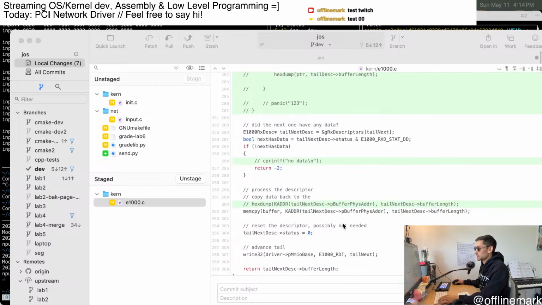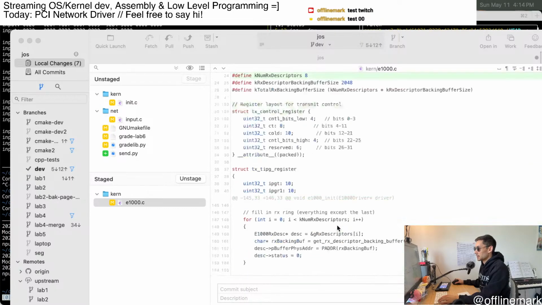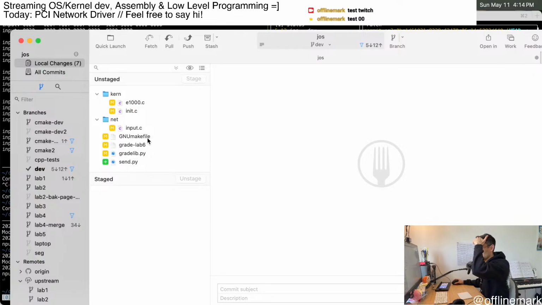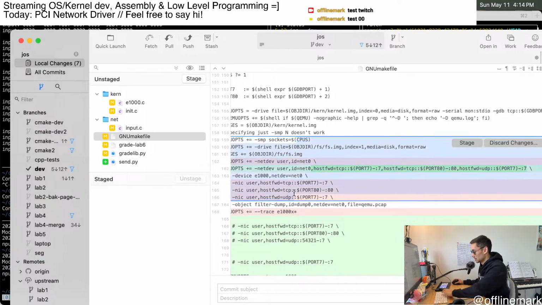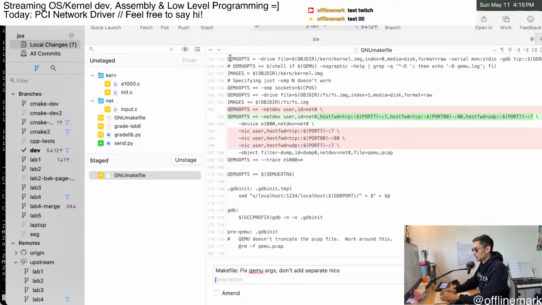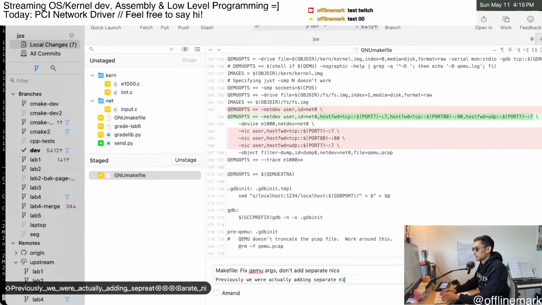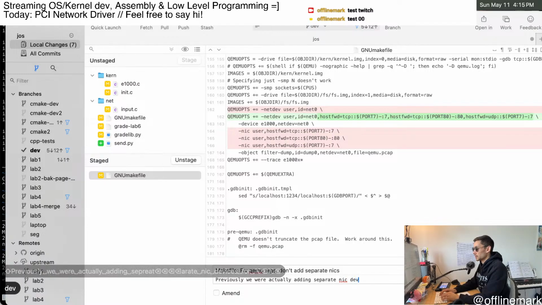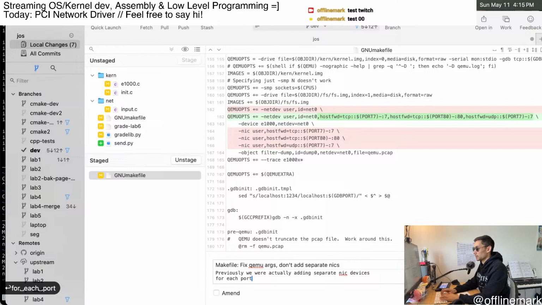Just to start off, there's a lot of stuff I don't need anymore because I got this all working. Okay, I'm just going to start from basics. I'm just going to simply stage this thing. Makefile: fix QEMU args. Don't add separate NICs. Previously, we were actually adding separate NIC devices for each port forward.